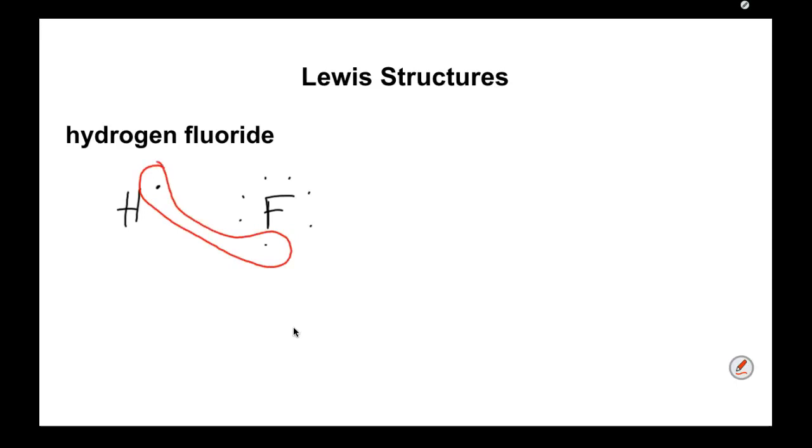Those two can be shared in between the hydrogen and the fluorine atom. So when I draw my finished picture, I'm going to draw my hydrogen with fluorine, and they're going to share those 2 electrons, the 2 that I circled. And then I'm going to have to make sure that I account for these other 6 electrons. They only belong to fluorine, so I'm going to stick the other 6 electrons on the outside of fluorine.